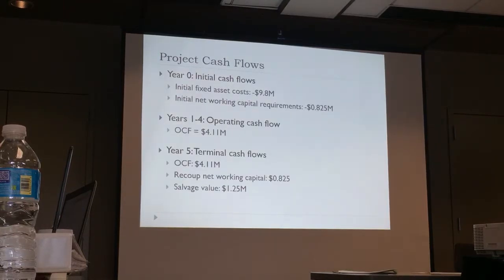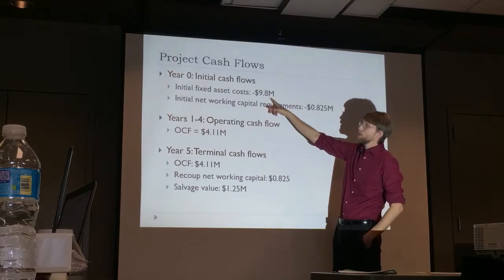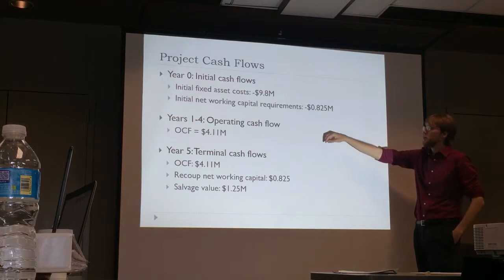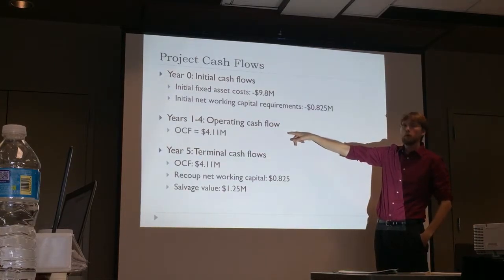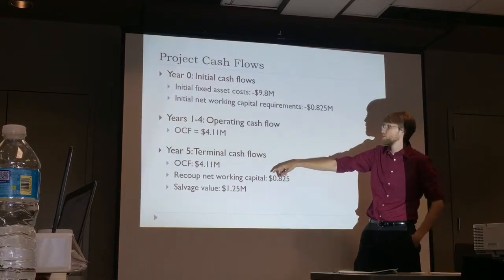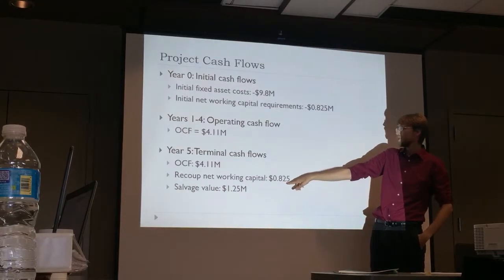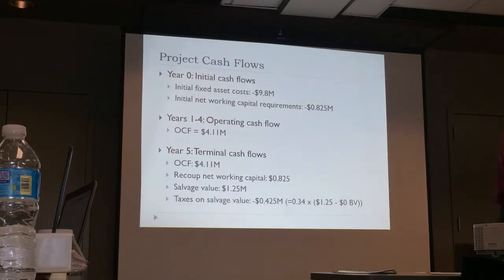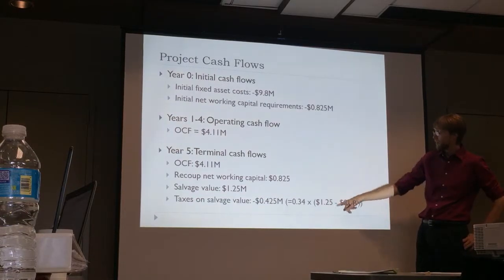It's a 5-year project, and this is just a review of things that we've done. Upfront cash flows: we need to spend $9.8 million on the fixed assets and another $825,000 on working capital. In years 1 through 4, we have OCF, which we were given directly at $4.11 million. In the last year, we still have $4.11 million of OCF. We're going to give back our working capital of $825,000, and we have a salvage value of $1.25 million. We look for any taxes on this, and indeed we do. We have depreciated it fully, right?